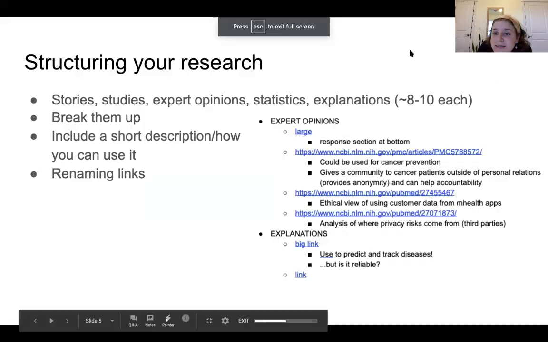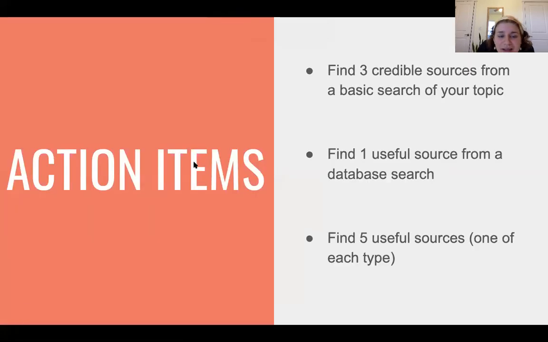So that is a good tip, and that's everything I want to talk about with research. Here are a few action items. Again, these aren't necessary; they're optional if you want some practice, although eventually you are going to need to do this. One, practice finding 3 credible sources from a basic search. You don't need to do 3, just play around with it. Or you can practice finding useful sources from a database search. And by useful, I just mean relating to your topic.